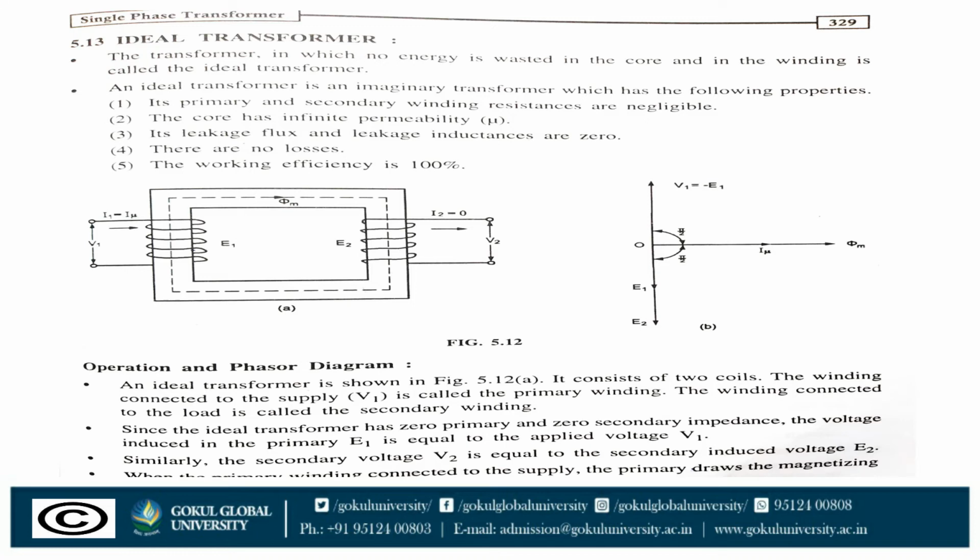The core has infinite permeability, meaning whatever flux is produced in the primary winding, all of this flux will pass through the core and link with the secondary winding, meaning permeability is 100%. Third, its leakage flux and leakage inductance are 0. Fourth, there are no losses. Fifth, the working efficiency is 100%.